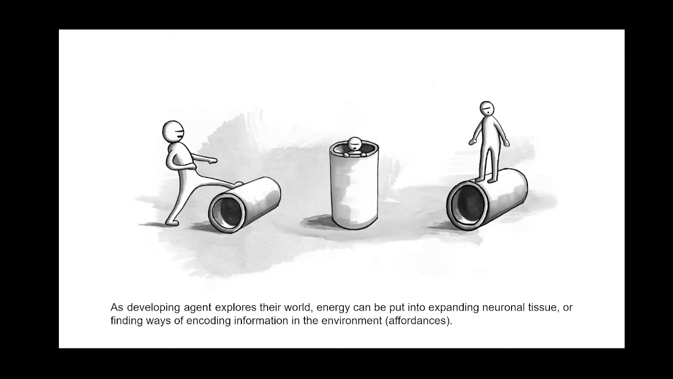As developing agents explore their world, energy can be put into expanding neuronal tissue or finding ways of encoding information in the environment through affordances. So your agent's brain is a certain size, and it grows through development, and the size of the brain may depend on the innateness of the organism, or it might depend on its environment and its interactions. Larger brained agents are going to result from richer environments. But agents can furthermore put things out into the environment and conserve some of that space.